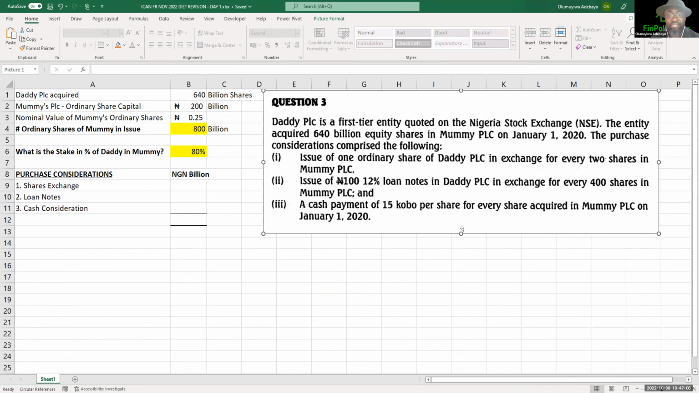Let's pick the first one. The first one is share consideration. Now the question then is, for every 2 shares acquired in Mommy, Daddy is going to offer those shareholders one of his own share, which means the share exchange ratio is 1 to 2. And what is 1? 1, that is Daddy's share, to 2 Mommy's shares.